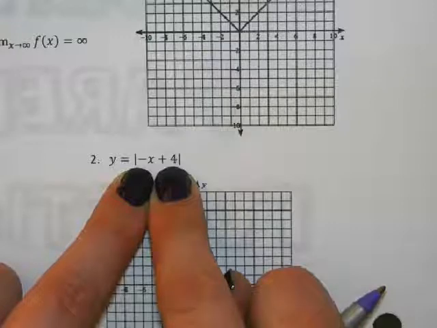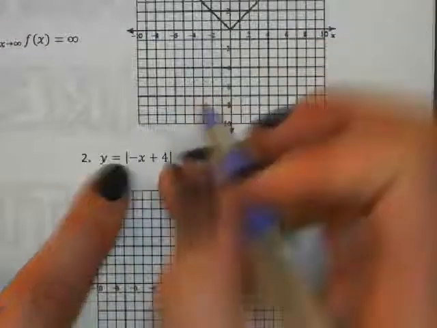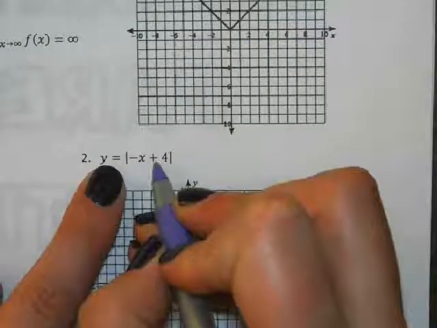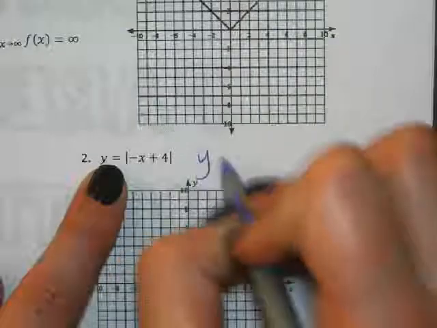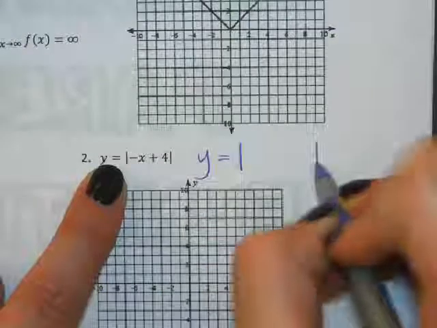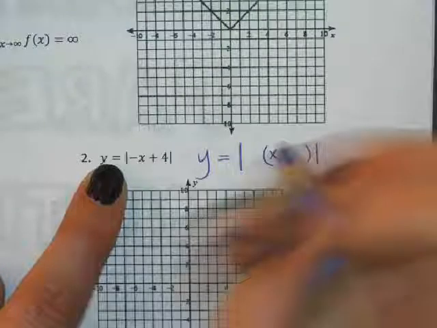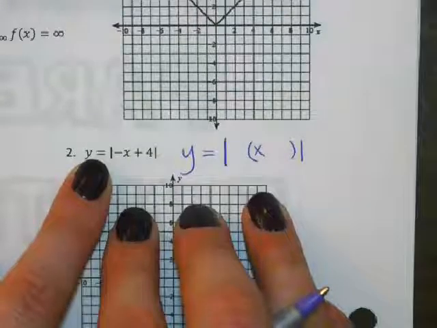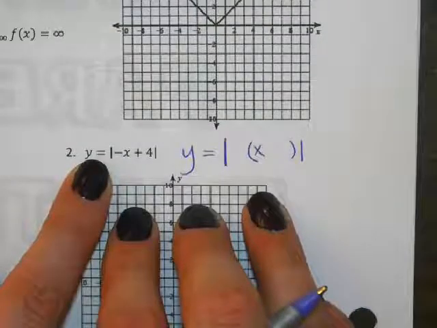And my X has a negative in front of it right now. So this is not the version I'm going to look at for my transformations. I'm going to rewrite it as a factored form, and that's the version I'm going to look at for my transformations.